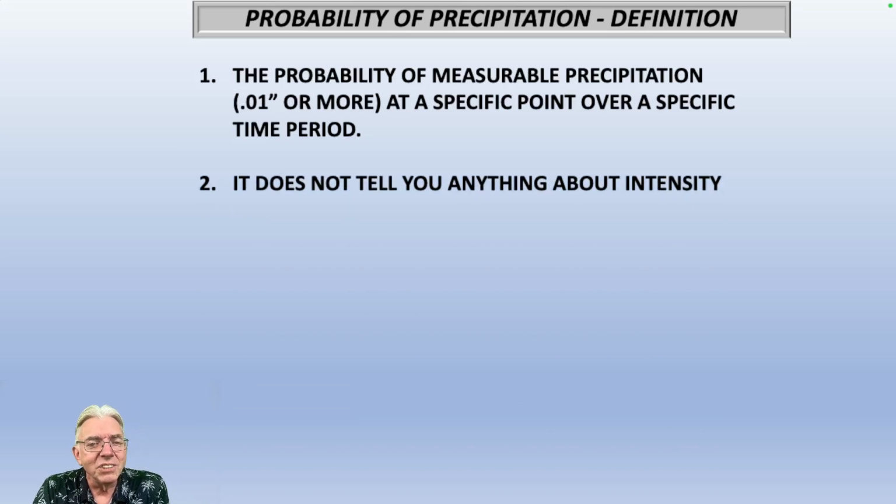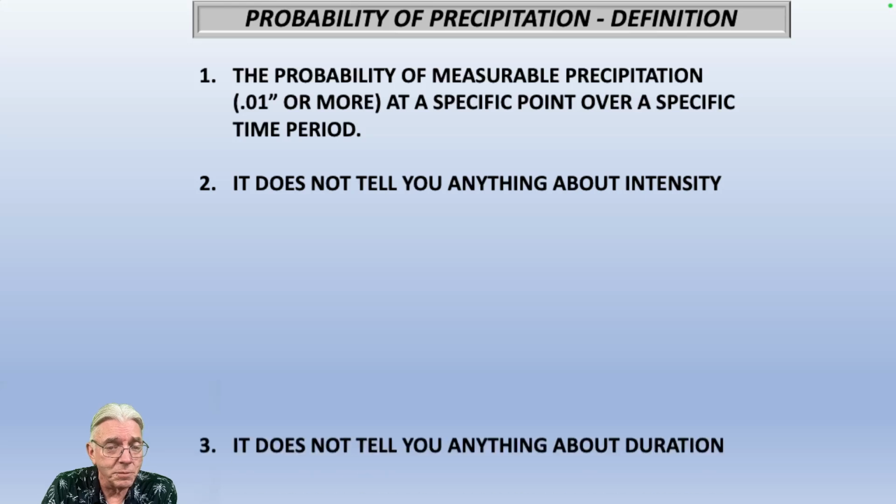So it does not tell you anything about the intensity of the precipitation. This is where I got misled as a child. If I got up in the morning before I went to school and it said 100% chance of rain or snow, the image I had in my mind was it's going to pour, and it's going to pour all day, and nothing could potentially be farther from the truth than that. So it tells you nothing about intensity. 30% doesn't mean light, 100% doesn't mean heavy.